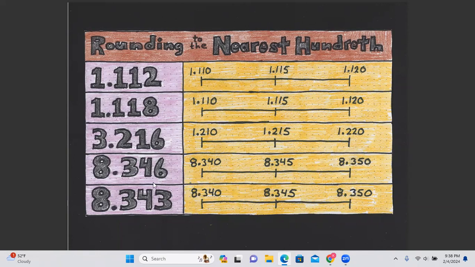All right, and so let's go on to our last number, 8 and 343 thousandths. And let's see if the part of this number that is to the right of the decimal point is larger than our number in the middle. And let's check it. 343, well, it's not larger than 345. So this number, 8 and 343 thousandths, will round to 8 and 34 hundredths.